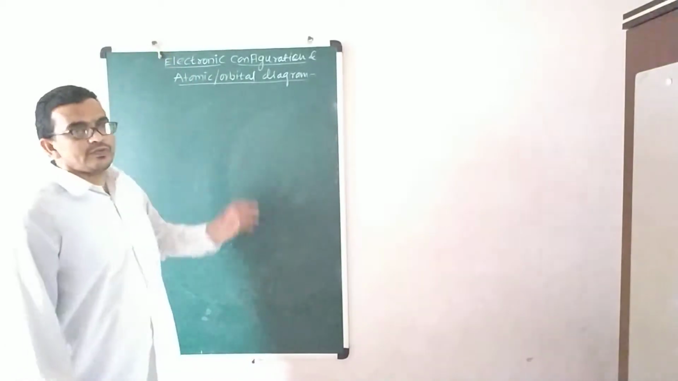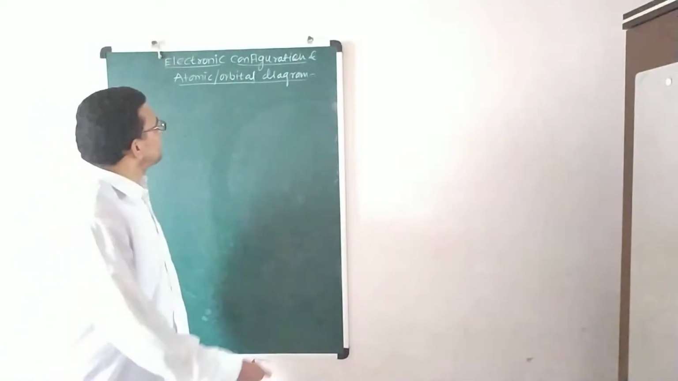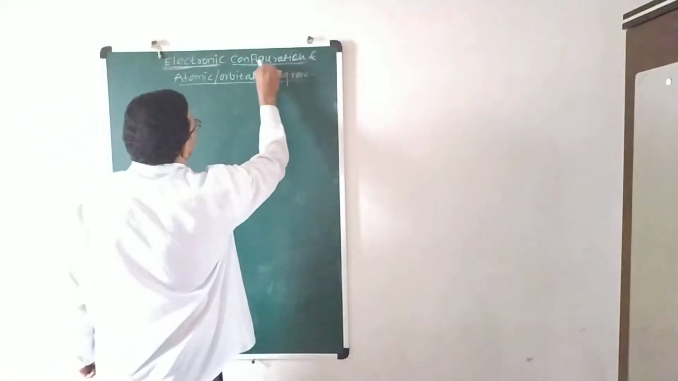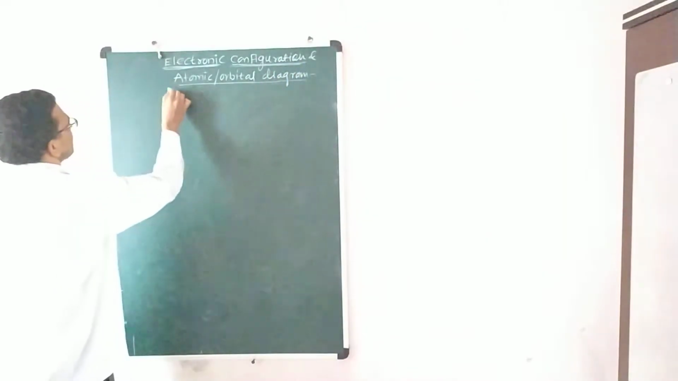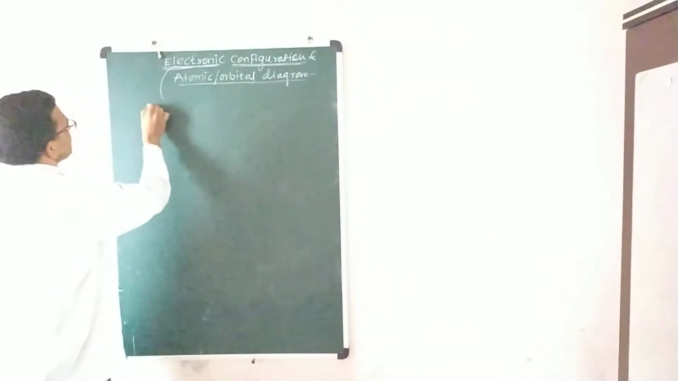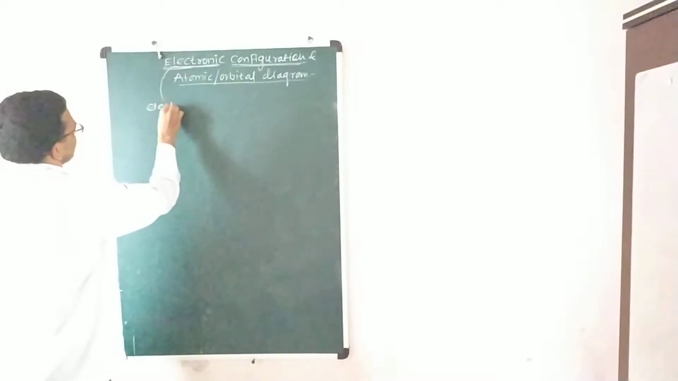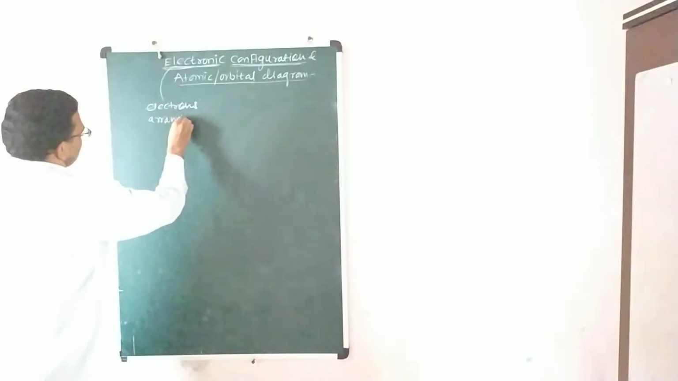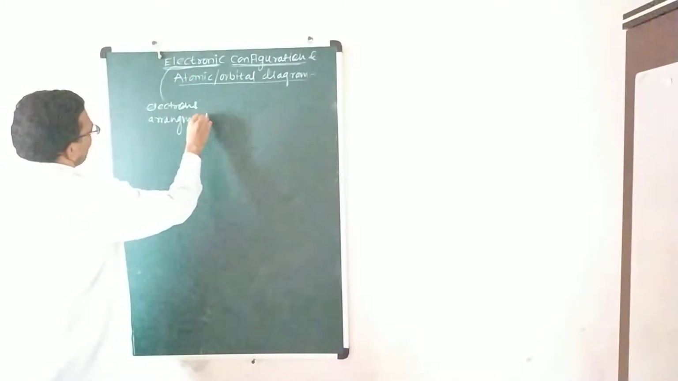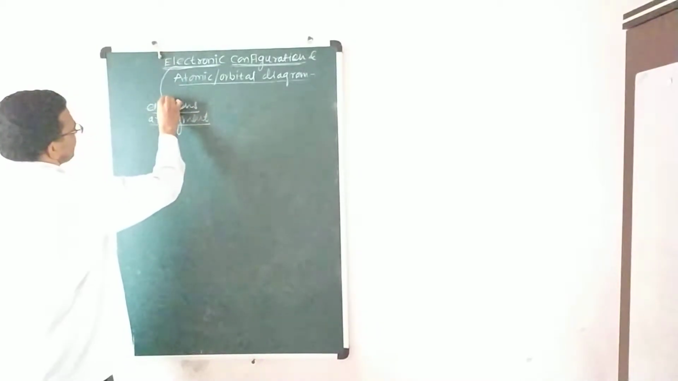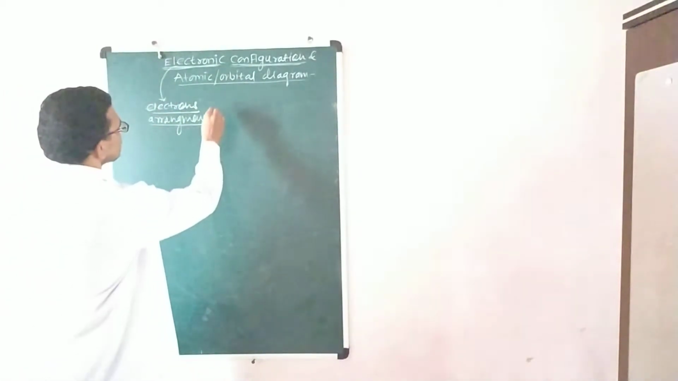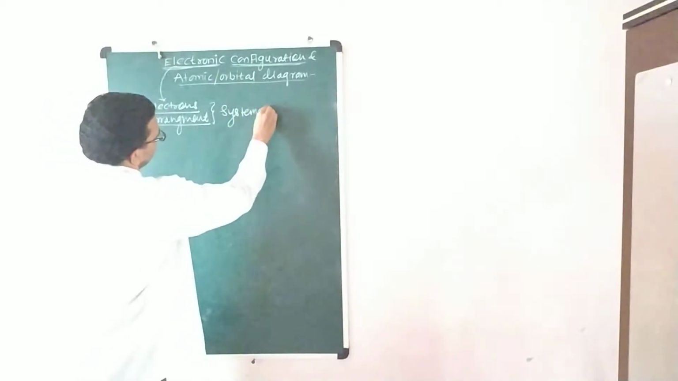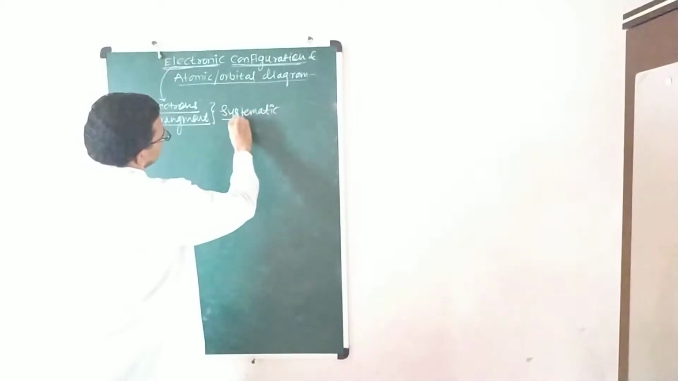So electronic configuration is actually what? The name indicates that electrons are there and configuration means arrangement. Keep in your mind, the meaning of electronic configuration is electrons arrangement. But now the question is how this arrangement is there? This arrangement is in a systematic way.